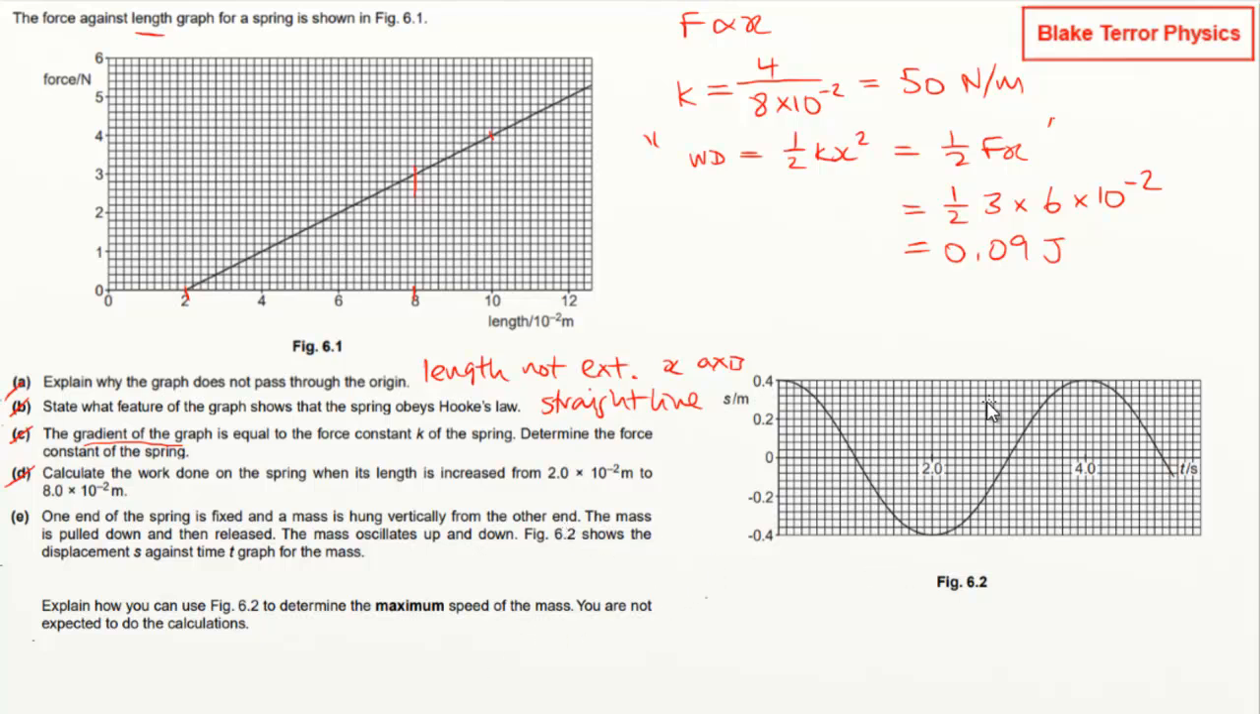So, well, we need the steepest gradient. Simple as that, really, isn't it? When we've got our displacement time graph, because we're looking here at speeds, the speed is just the magnitude of the gradient. So the steepest gradient is going to be the maximum speed.